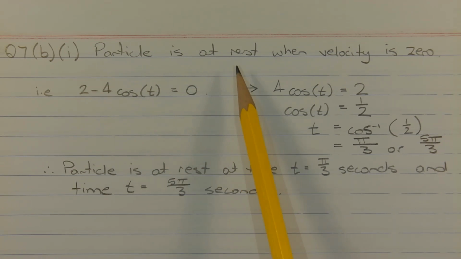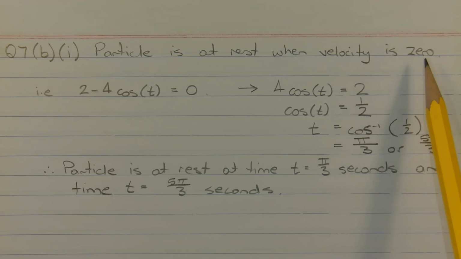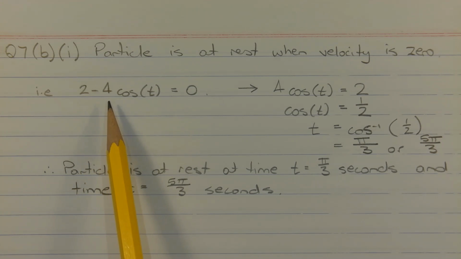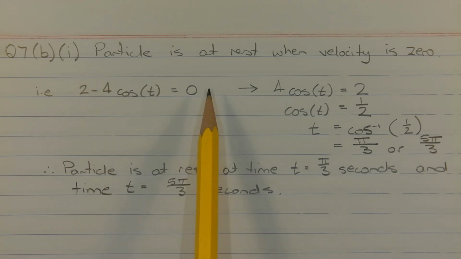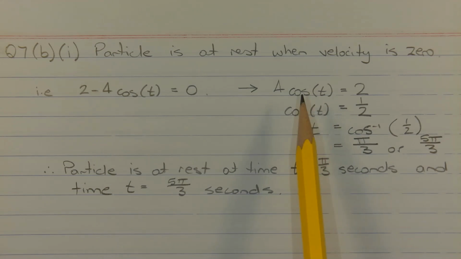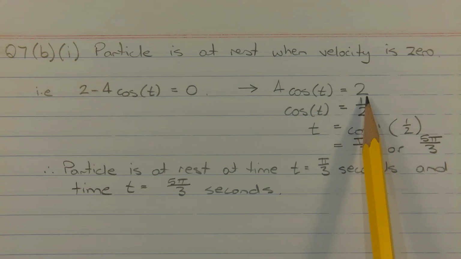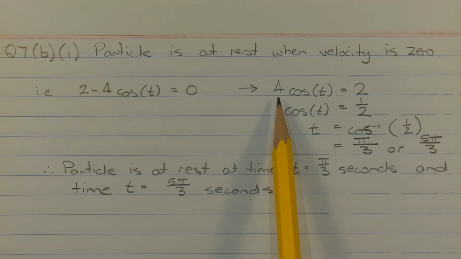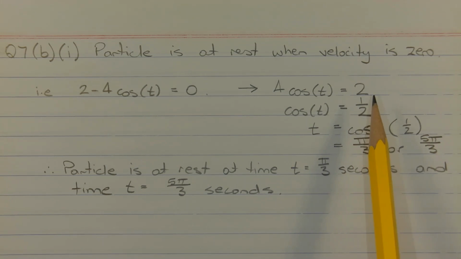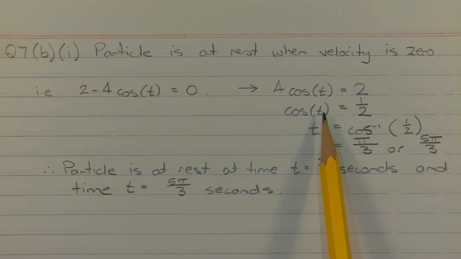The particle is at rest when the velocity of the particle is 0. In other words, 2 minus 4 cos t equals 0. Rearranging this equation to make 4 cos t the subject, we get 4 cos t is equal to 2. Dividing both sides of the equation by 4, we get cos t is equal to 1 over 2. Then taking the inverse cos of both sides to isolate t, we get t is equal to inverse cos of 1 over 2.